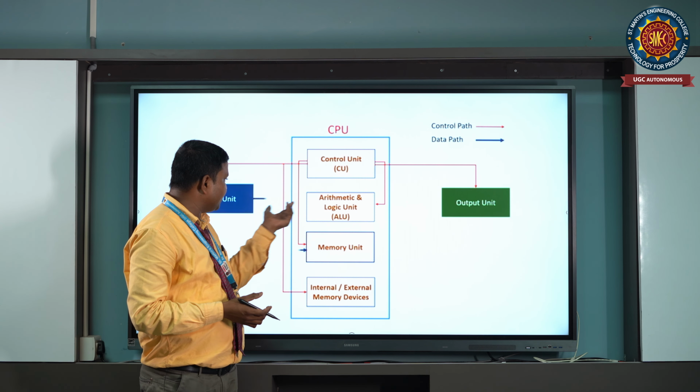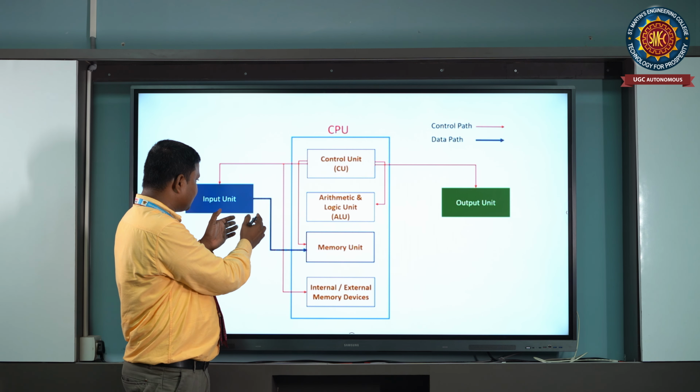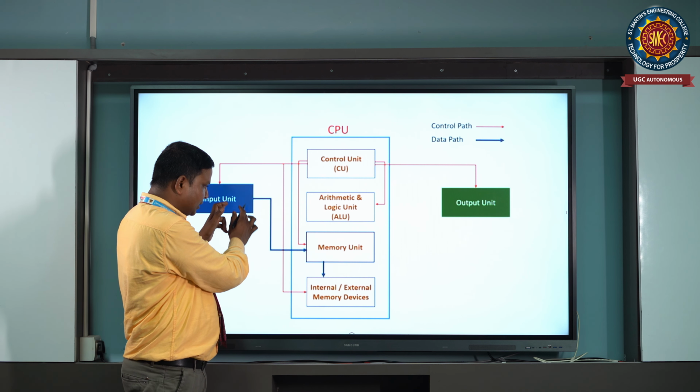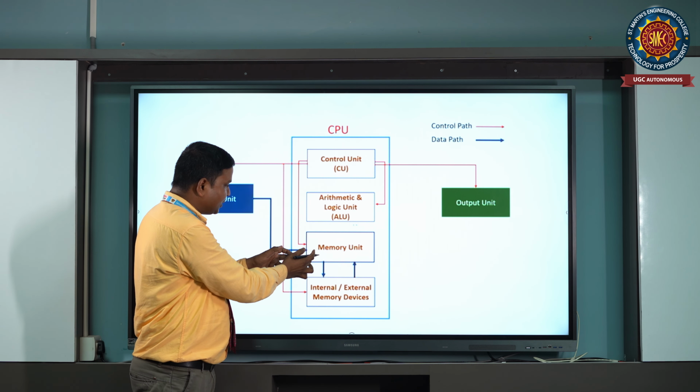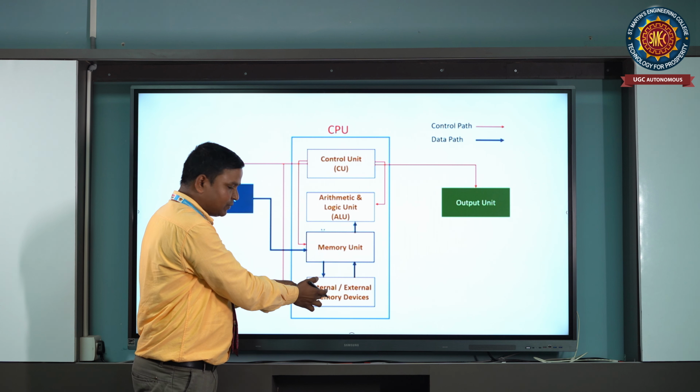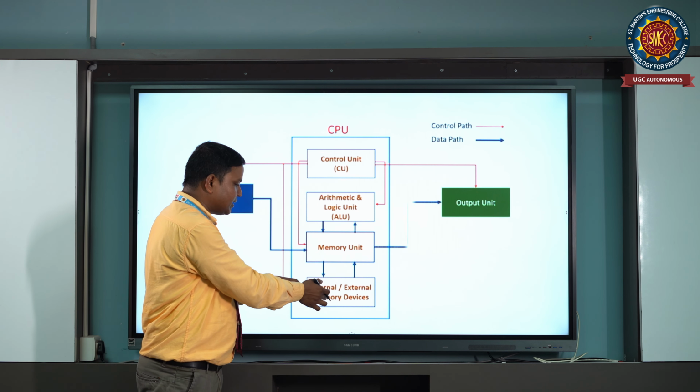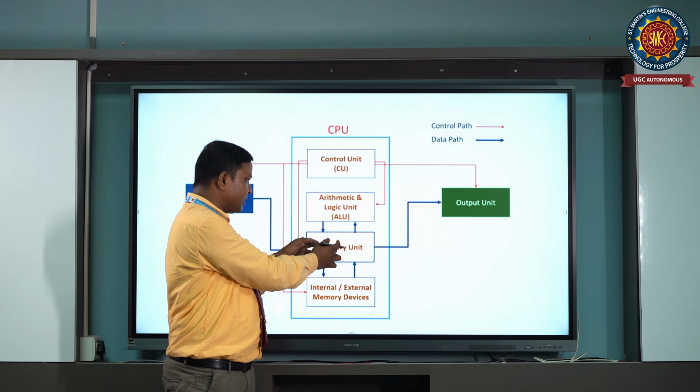And next one is the data path. So here you can see the data path is there. Through the input, it will transfer the data to the memory unit, and finally the memory unit will be connected with the internal and external memory devices. And this is the memory unit.